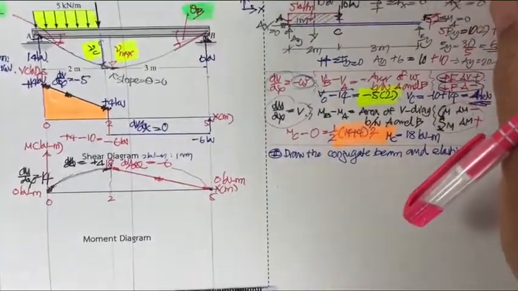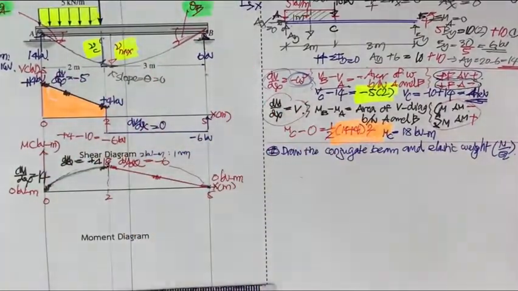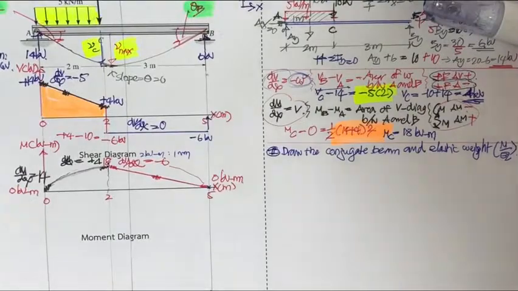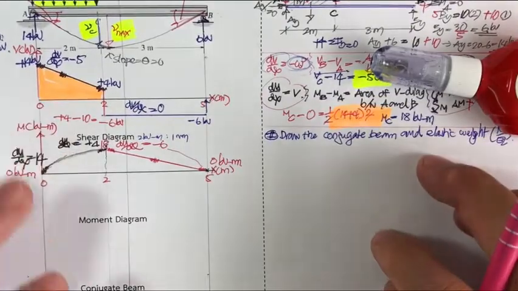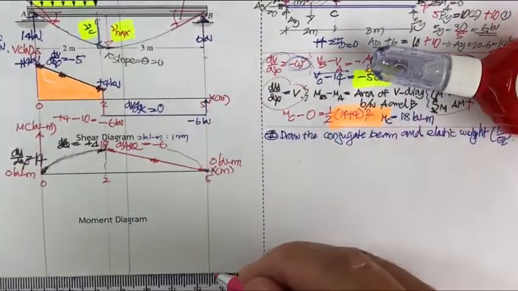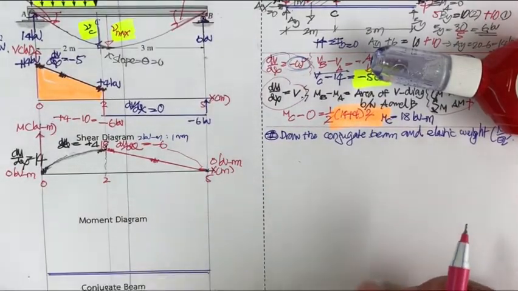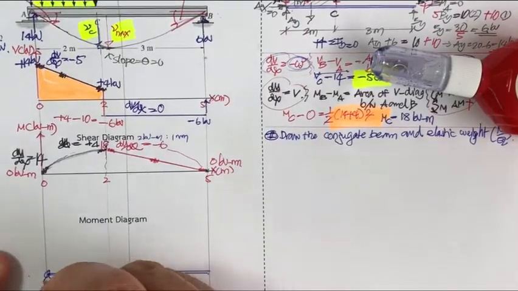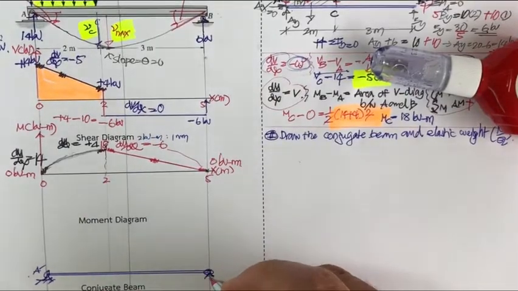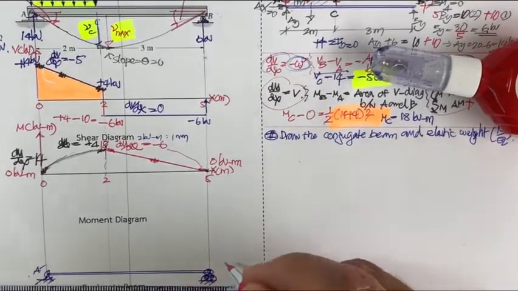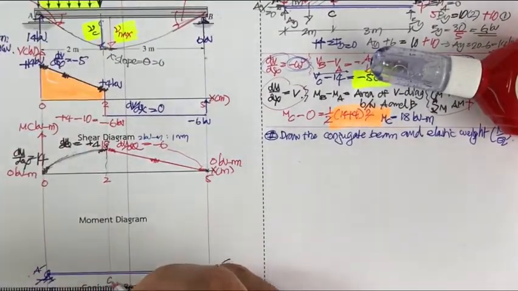So that is the real beam. And since the real beam has the external pin and external roller, our conjugate beam also has an external pin and external roller, to correspond to that. Okay, we have this, our conjugate beam. This pin is still a pin, and this is going to be A prime. This roller is going to be a roller, and it's going to be B prime. And this point C is going to be C prime.